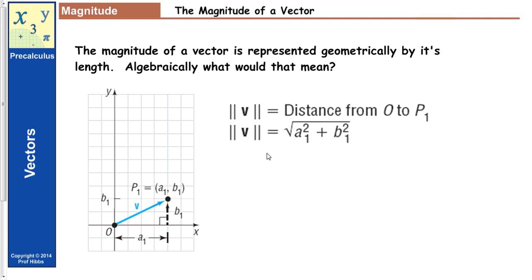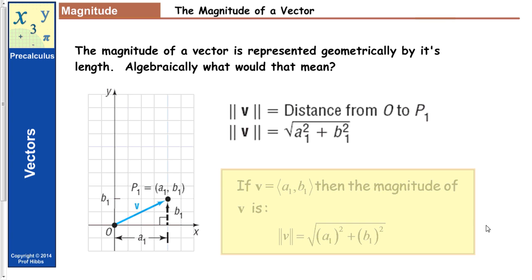And remember, when we talk about the magnitude of a vector, its length, we use double absolute value bars. In this case, it's the distance from 0, the origin, to the point P sub 1, which is the length of this hypotenuse. So the length of the hypotenuse is the square root of the sum of the squares of the legs. That's because this length squared would be A sub 1 squared plus B sub 1 squared.